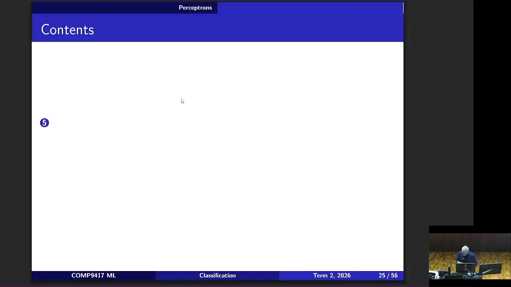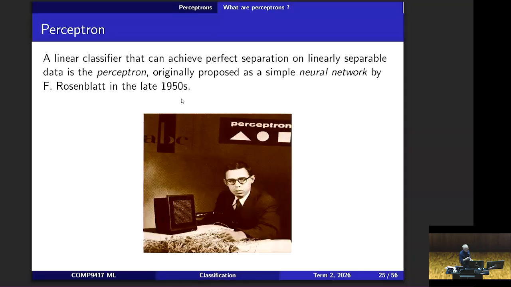All right, so now we need to talk about a classic learning method for linear classifiers, and that is the famous perceptron, which is not the earliest, but one of the earliest machine learning methods. Here's one of the guys. This is the person who invented the name. You can see there the name perceptron.